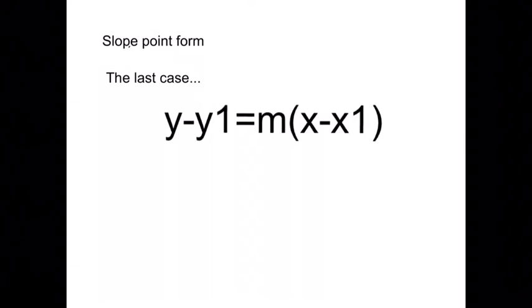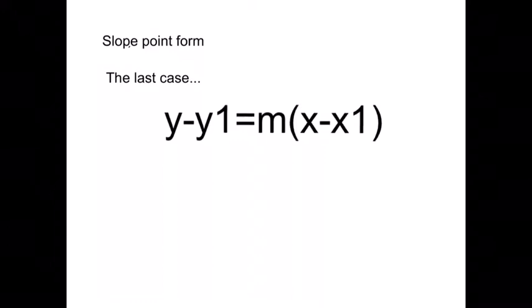All right, let's look at the last case, slope point form. And it's in the form y minus y1 equals m bracket x minus x1. I'll apologize ahead of time. The 1 should be smaller or subscripts, but it's the best I can do in this program, so let's just run with that. All right, so let's look at this equation. It's in the form y minus y1 equals m bracket x minus x1.